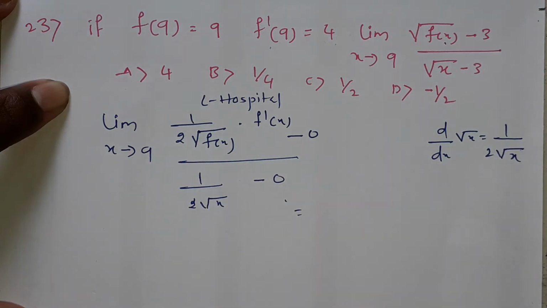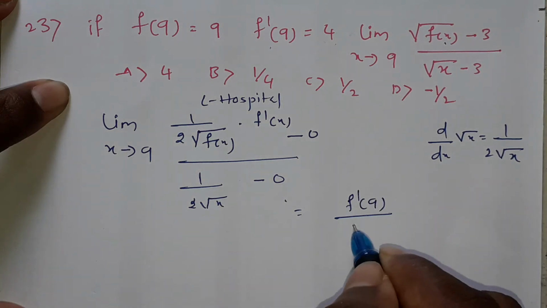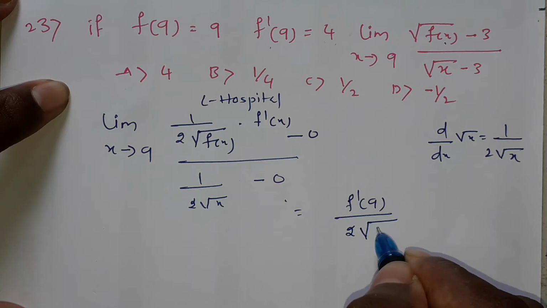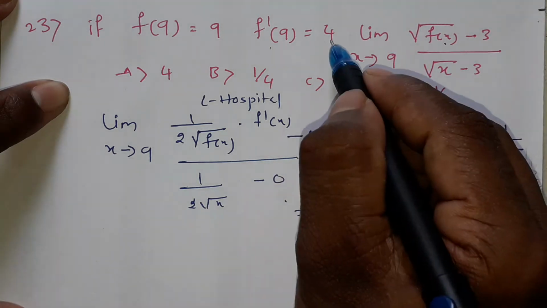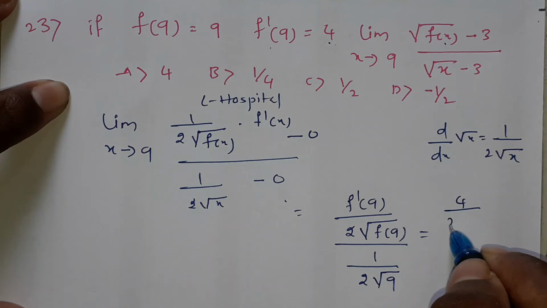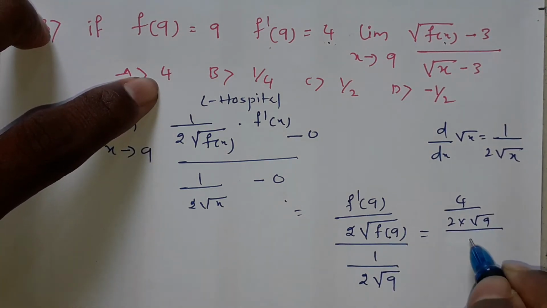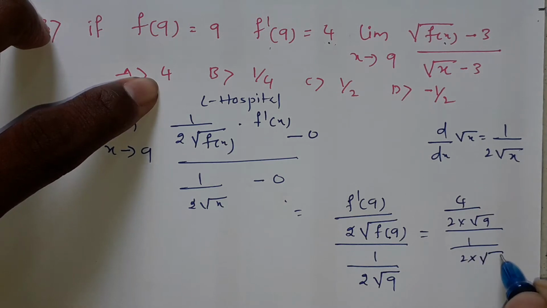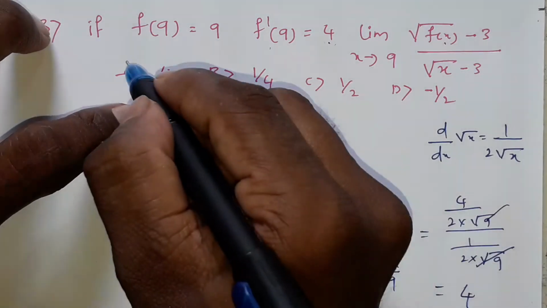Here apply the limit value. f dash of x is equal to f dash of 9 by 2 into under root f of 9, by 1 by 2 into under root 9. The values are f dash of 9 is equal to how much? 4. We write 4 by 2 into root f of 9, whose value is 3, by 1 by 2 into root 9. 2 into root 9 get cancelled. Answer is equal to what? 4. Option A is the right answer.